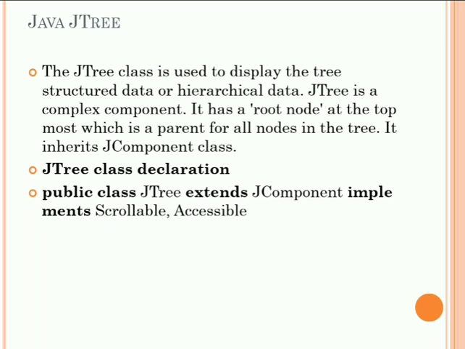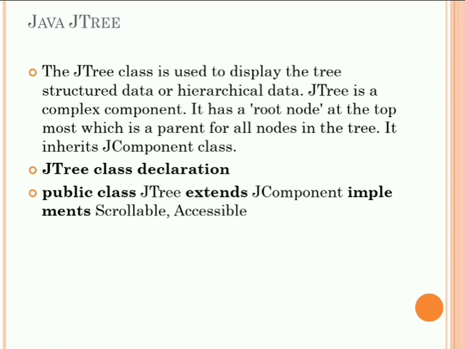The JTree class is used to display the tree structured data or hierarchical data. JTree is a complex component. It has a root node. What is a root node? Do you know what is the root of a tree? That is the base of a tree. Just like that, root node means from where we start the classification. Don't think only about classification, that is just for the purpose of your understanding. As we have seen in the last example, applet will be called the root node. At the topmost, which is a parent for all the nodes, that is the root node in the tree. It inherits the JComponent class.